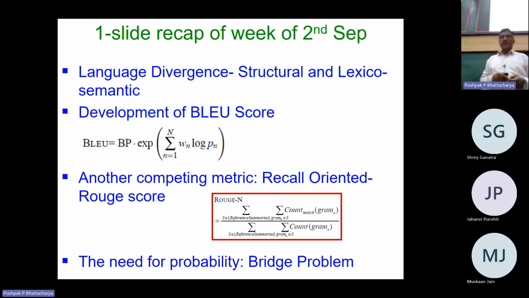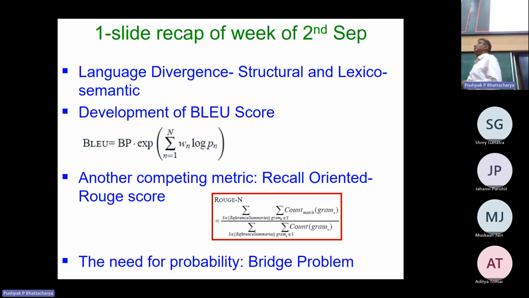So last week we did language divergence, and there are two kinds of divergence, as you know, structural and lexicosemantic. In structural divergence, the difference is absolutely apparent. For example, in Indian languages, the verb goes to the end. In English, the verb sits in the middle between subject and object. And this is probably the most important structural divergence. And then we have prepositions in English, postpositions in Indian languages.